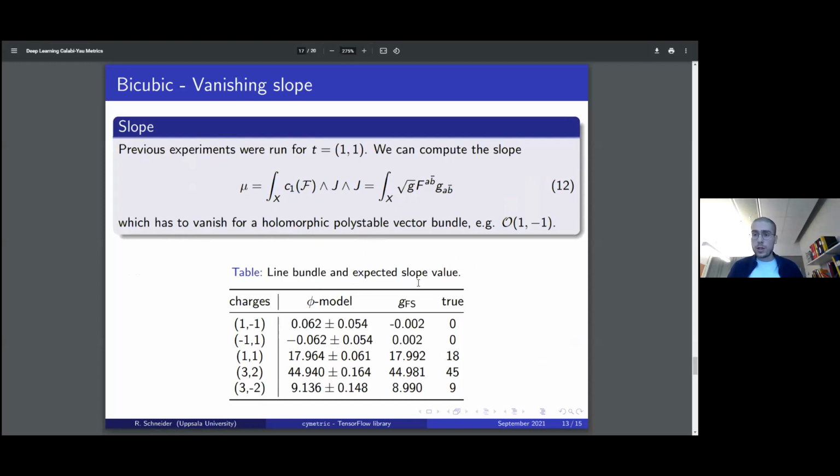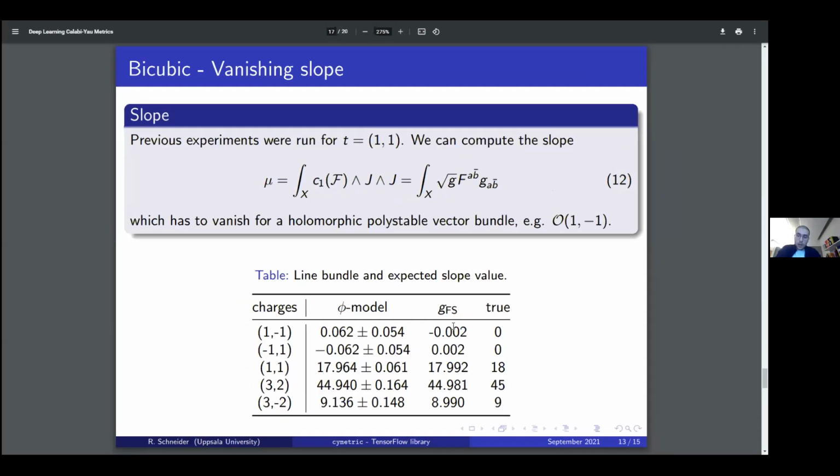So in the table below, we computed this quantity, and we have some true values, which are going to be 0, 0, 18, 45 for some selected line bundles. And then we can, first of all, check how our point sampling works. So in order to have points which are representative globally over the whole manifold, if we just compute this quantity with respect to the Fubini-Study metric, we should match the true values, and this works fairly nicely.